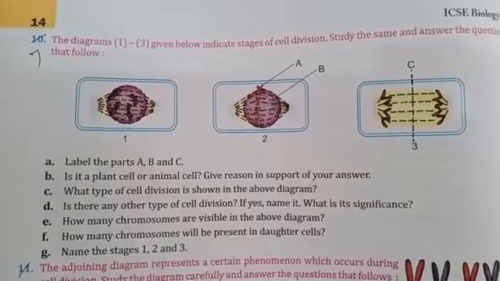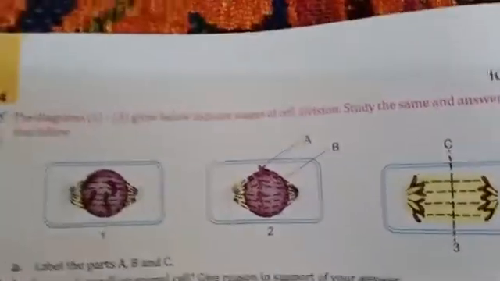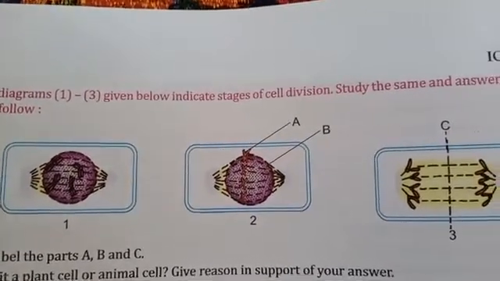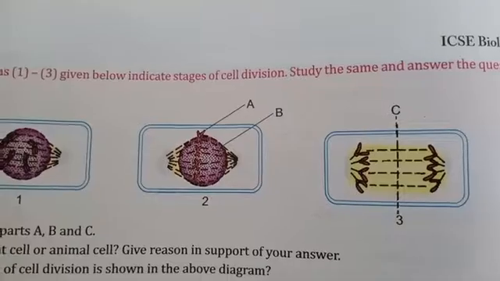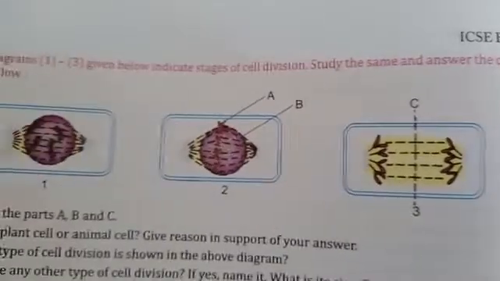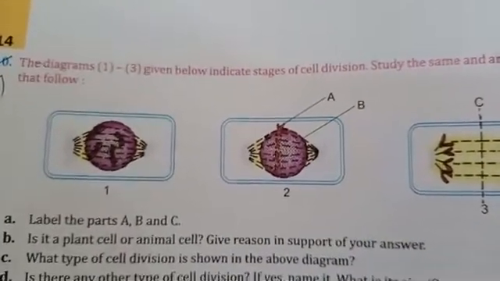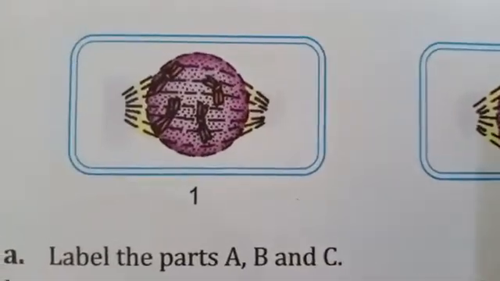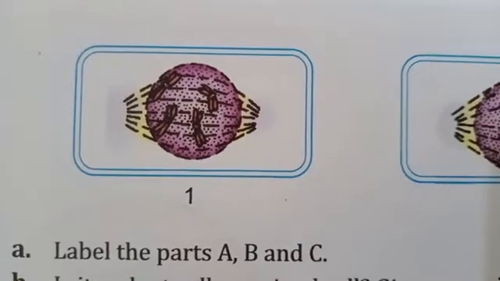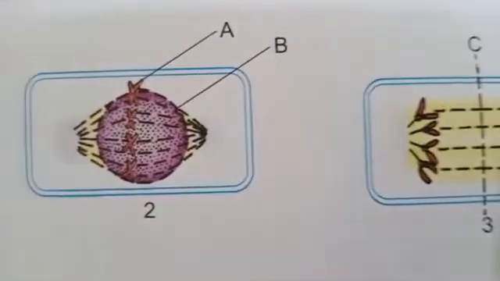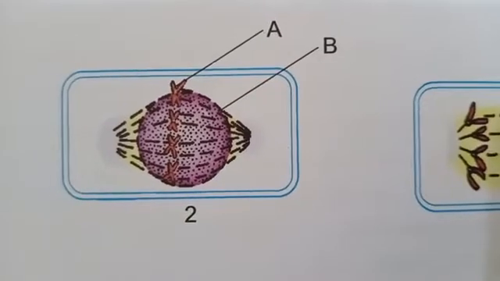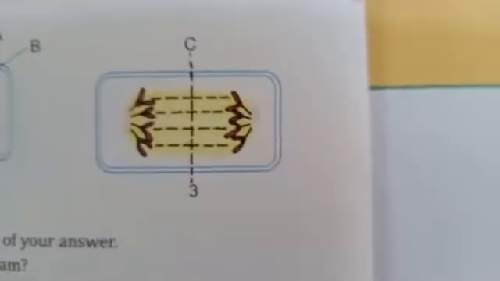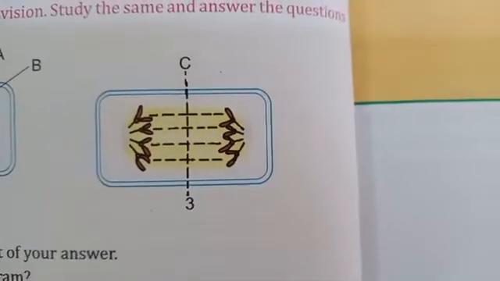Now see question number 7. Again, it is figure-based question, children. The diagrams 1, 2 and 3 given below indicate stage of cell division. Study the same and answer the questions that follow. First, you see the figure clearly. This is your figure number 1. Okay. Figure number 2. Here you have to label the 2 things, A and B. And then this is figure number 3.